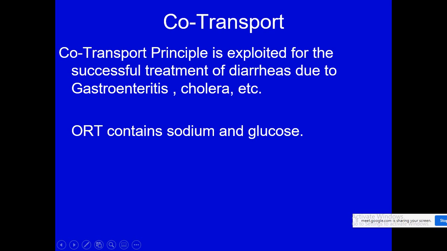ORS, right? Oral rehydration therapy. We give ORS to the patients. So this ORS, what it contains: sodium and glucose.